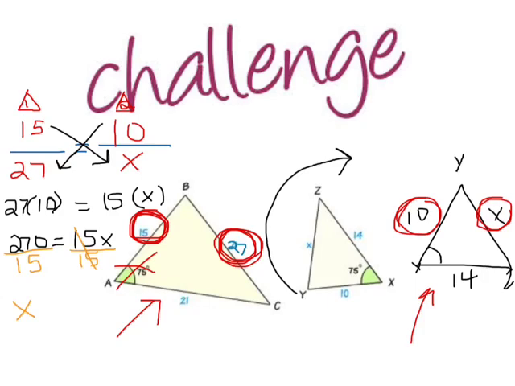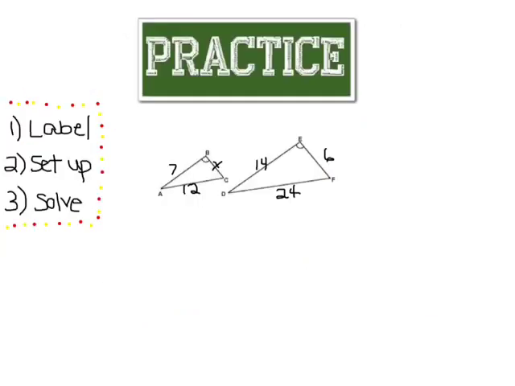So I'm going to take out my calculator. 270 divided by 15 equals 18. So that missing side is 18. Too easy. Now let's try it for ourselves.